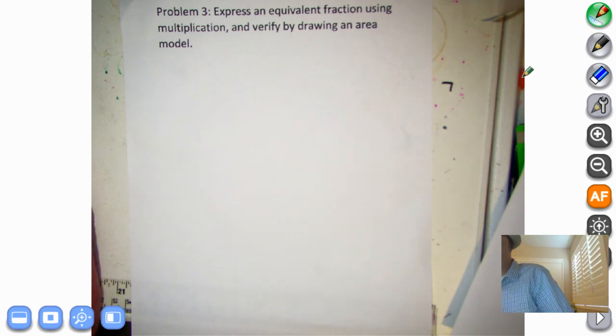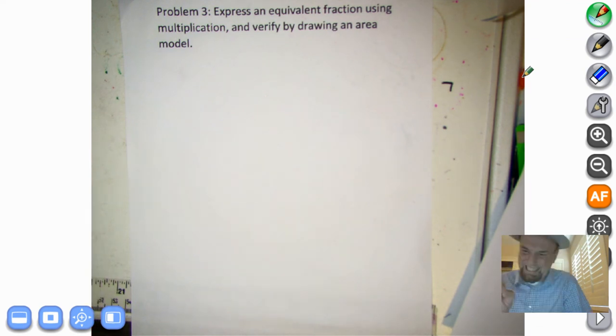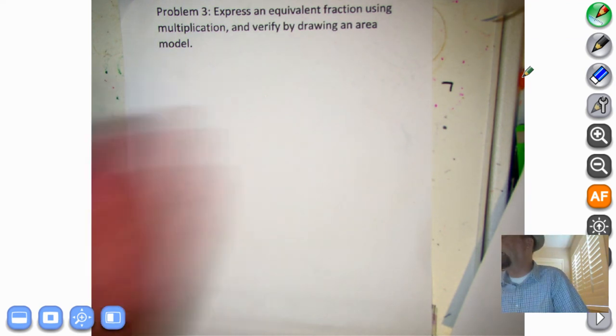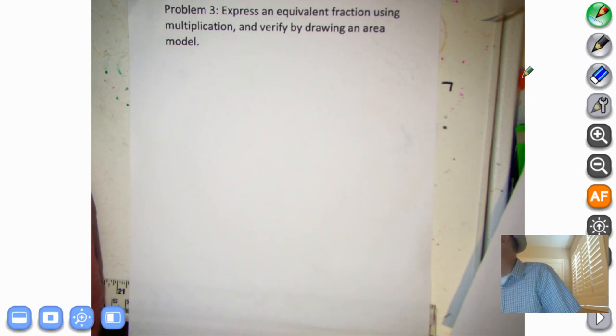And come on back for the last part of the problem set. And then we might just touch a little bit on the problem set. Concept development, then we'll touch on the problem set.